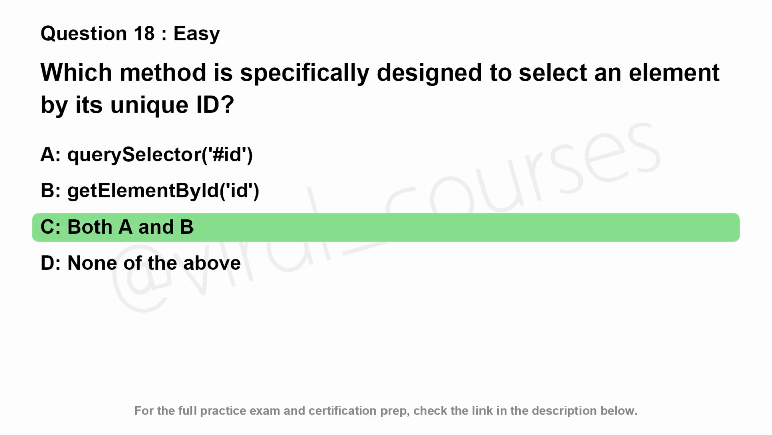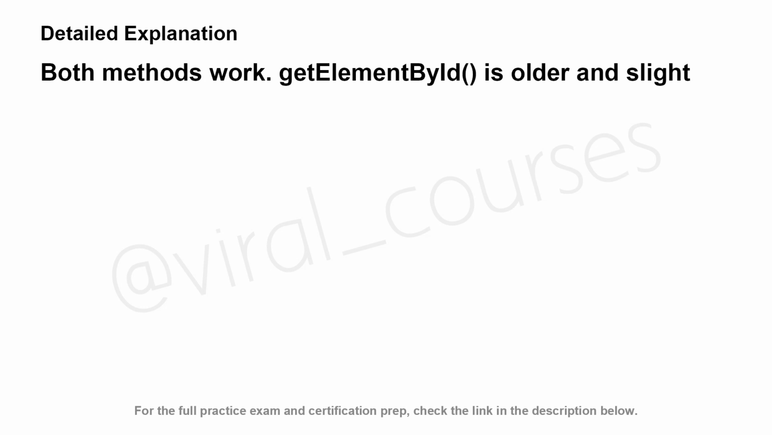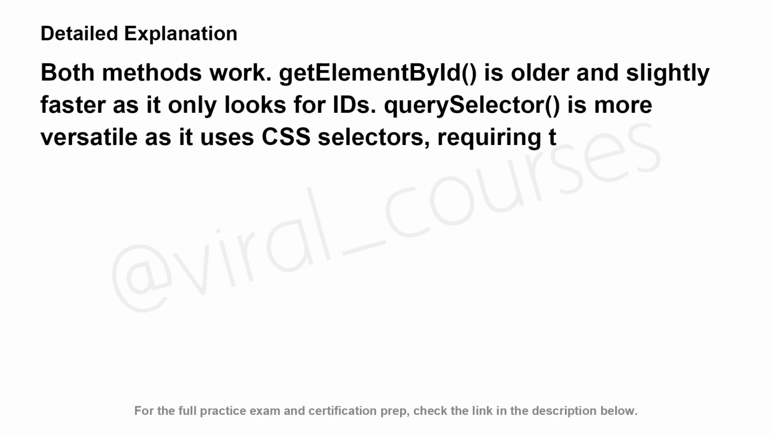The correct answer is C. Both methods work. getElementById is older and slightly faster as it only looks for IDs. querySelector is more versatile as it uses CSS selectors, requiring the hash prefix to target an ID.